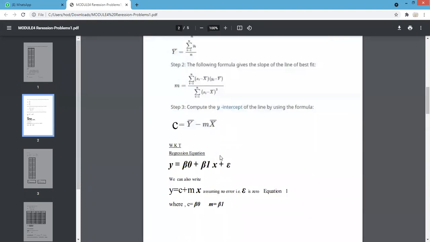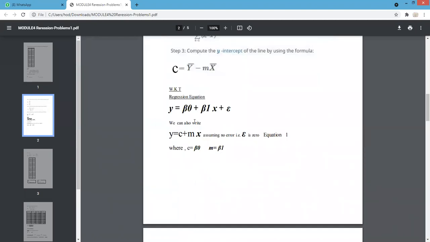Now, generally while taking a class, I had told that the regression equation, the linear equation, will be given by y is equal to beta naught plus beta 1 x plus epsilon. When I drew the straight line in this fashion, whenever you are trying to cover your points, it may not be exactly a straight line. So there will be some error, and that error is nothing but your epsilon.